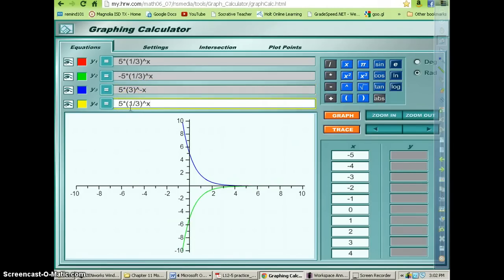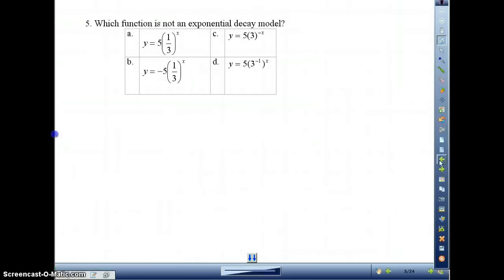And then the last one says y equals 5 times 3 raised to the -1, so raised to the -1 power, then raised to the x power. And let's graph that one. That one's going to turn yellow. Oh, so I'm seeing that A, C, and D are all the same graph. The one that doesn't fit, the one that's not decaying, is this green one, and that's B. Okay, -5 times 1/3 raised to the x. So right here, it looks like it's B.